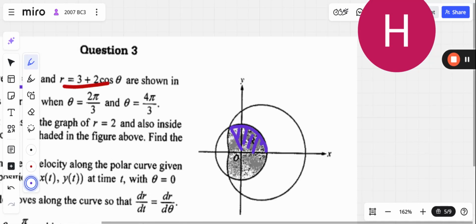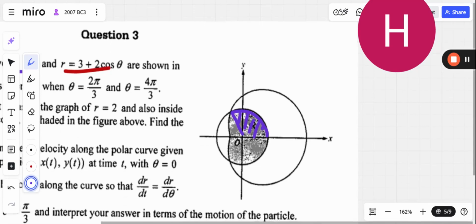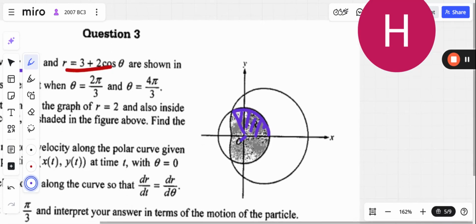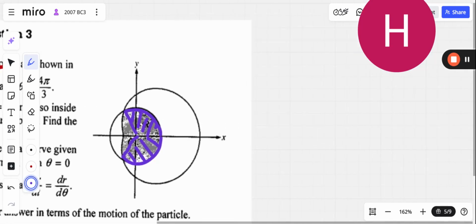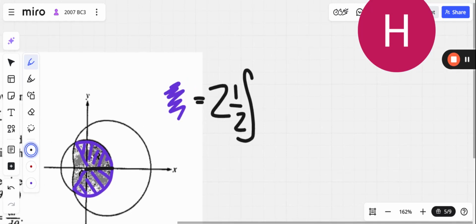the shaded region is completely contained by the circle r equals 2. And then again, from 4 pi over 3 to 2 pi, the region is bounded simply by the circle equation. So we're going to say this purple segment, that area, is equal to 2, because of the symmetry across the polar axis, 2 times 1/2, since that's in the area formula for an integral. Let's write out the area formula really quickly.